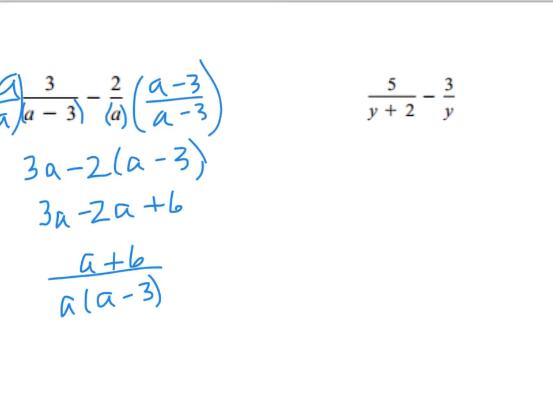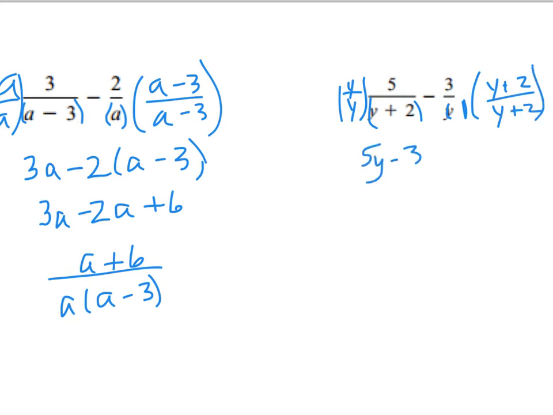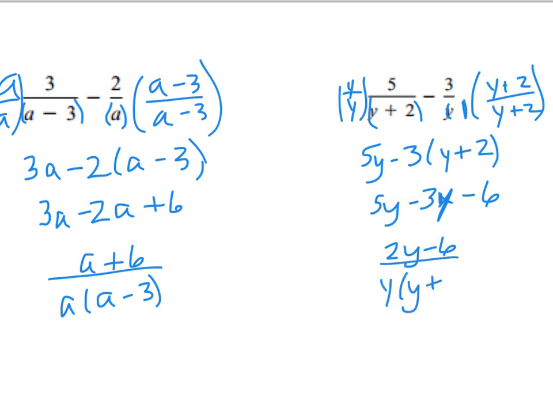Very similar problem for the next one. Multiply by y over y, and then, whoops, y plus 2 over y plus 2. So 5y minus 3 times y plus 2. So 5y minus 3y, not x, minus 6. So 2y minus 6 over y times y plus 2.